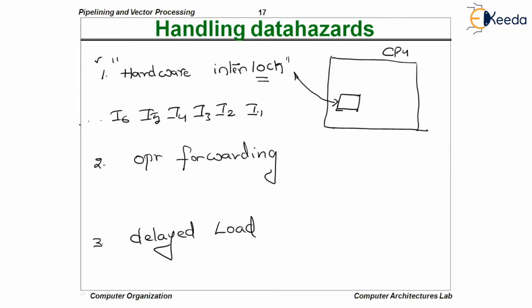So initially it is going to check for a dependency in between I1 and I2. If there is no dependency, I2 can be sent right after I1. And again, it will check a dependency for I2 and I3. If there is no dependency, then I3 will be allowed to enter into the pipe right after I2. And again, it is going to check for a dependency in between I3 and I4.